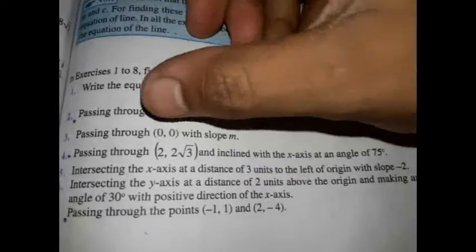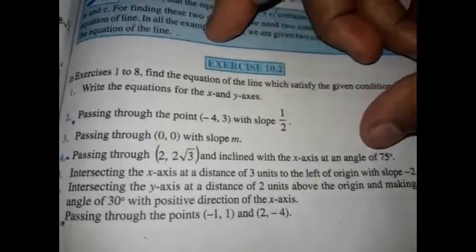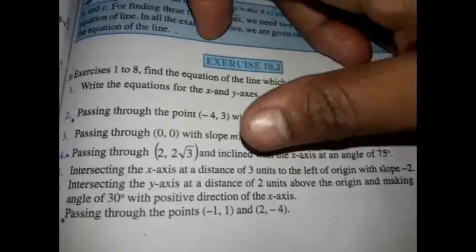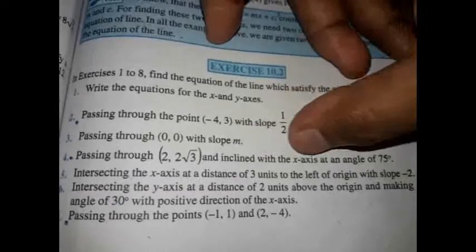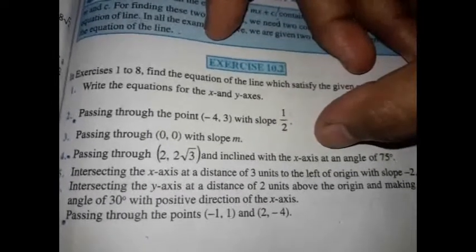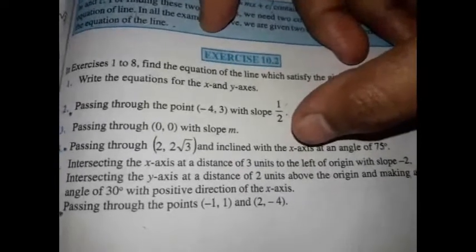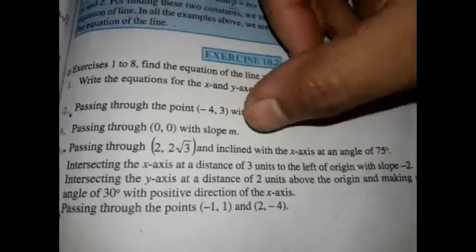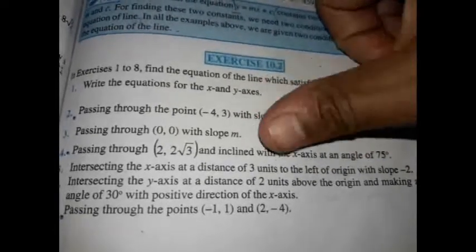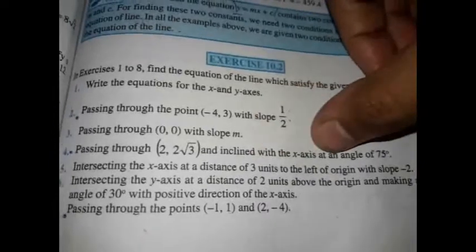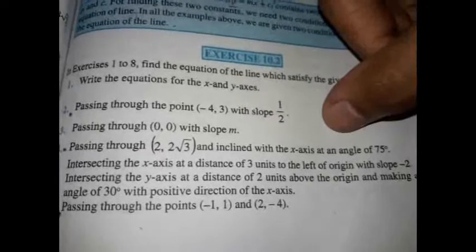Fourth question, passing through a point and inclined with the x-axis at an angle of 75 degree. When they give the inclination of the line with the x-axis, what should immediately strike your mind? Slope. Slope is found by the tangent of the inclination, right? So slope is tan theta. Theta is 75 degree, directly given. So we have one slope and one point.